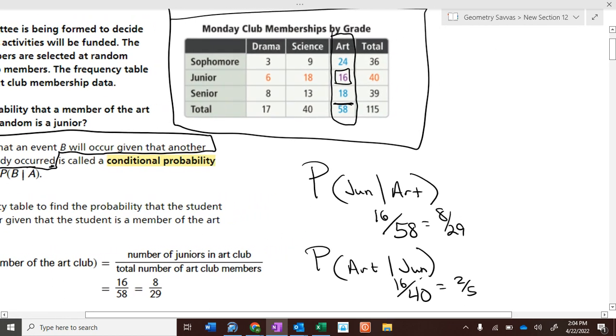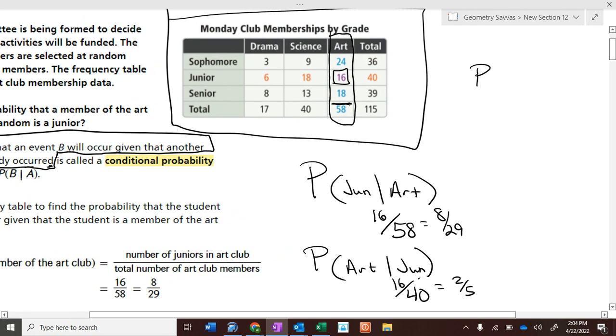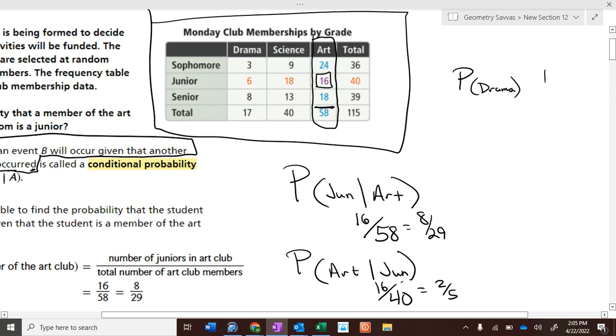Okay? Now, what is the probability somebody is in drama? Just plain and simple. What's the probability of being in drama? 17 out of 115. You guys are so smart. I love you guys so much because you get this right away. The probability that they're just in drama is the probability out of everybody.